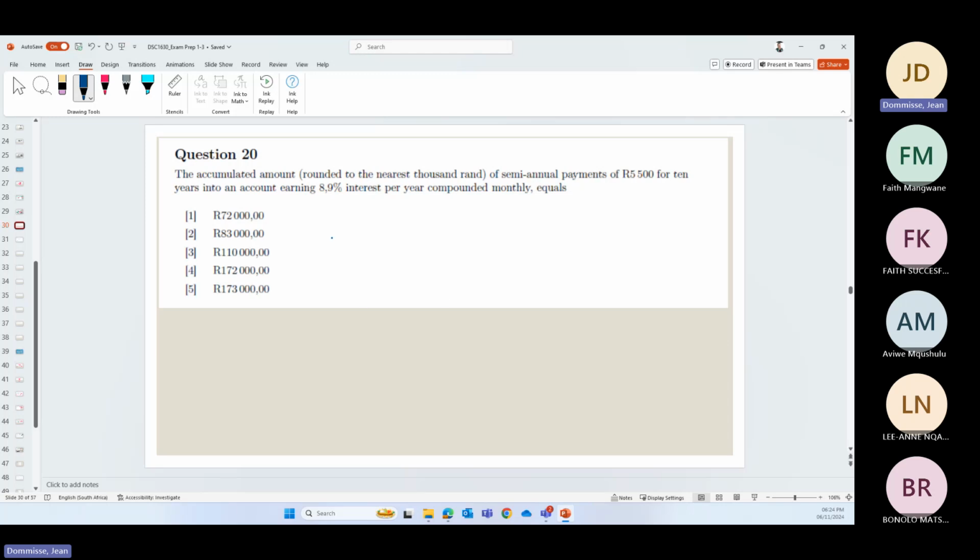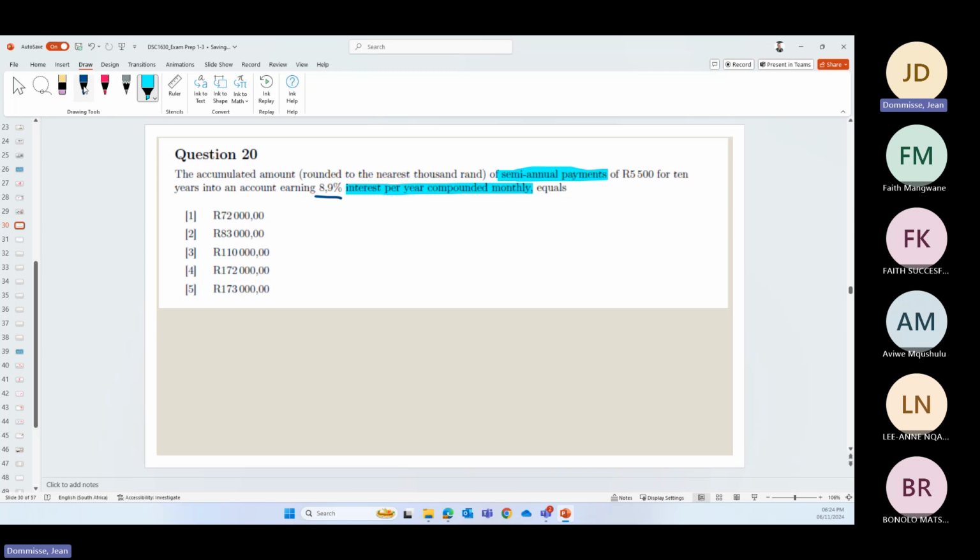So the accumulated amount, rounded to the nearest thousand, of semi-annual payments of 5,500 for 10 years into an account earning 8.9% interest per year compounded monthly equals. Okay, so let's highlight a few things. So semi-annual payments, that is twice a year, but the interest is compounded monthly.